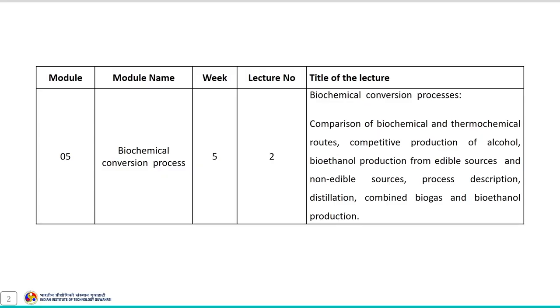In this lecture, we will discuss another biochemical conversion process, that is alcoholic fermentation. In that, we will discuss the comparison of biochemical and thermochemical routes, competitive production of alcohol, bioethanol production from edible sources and non-edible sources, process description, distillation, combined biogas and bioethanol production.